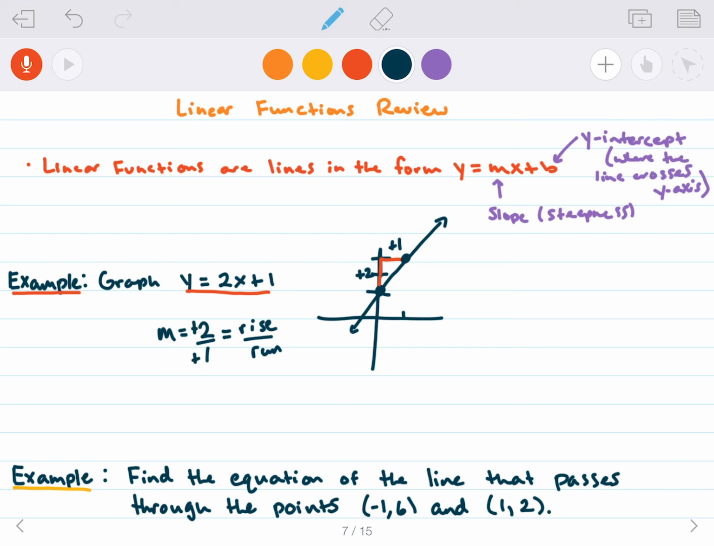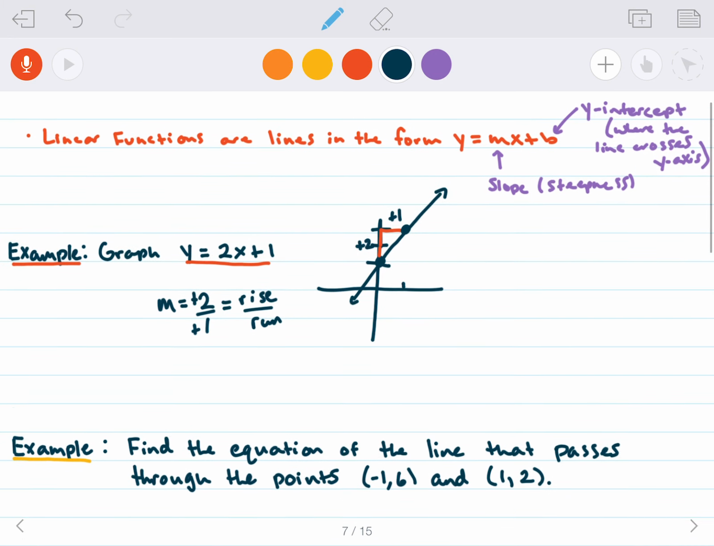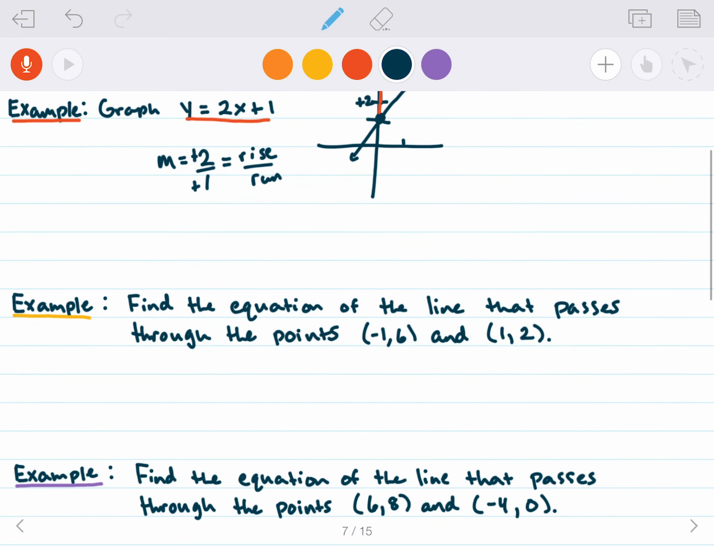Alright, so we can also find equations of lines if we're given 2 points. So the way that we can do that is to first find the slope. And there's a simple formula for the slope. It's y2 minus y1 all divided by x2 minus x1. And these x1, y1, that's a point. So we can say that this is our first point, x1, y1, and this is our second point, x2, y2.